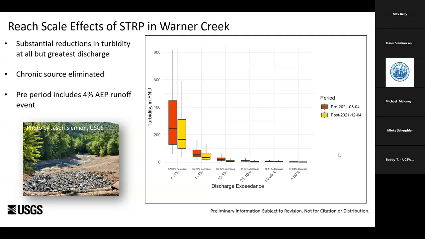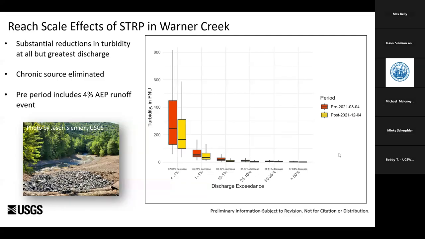The next two groupings of box plots are the 25 to 10% and the 10 to 1% exceedance groupings. These represent your above average elevated flows that are typically snowmelt or your smaller runoff events and falling flows after large runoff events. Here we see reductions that exceed 60%. And this is usually what we call decreases in what we think of as episodic turbidity production, which occurs during these runoff periods.